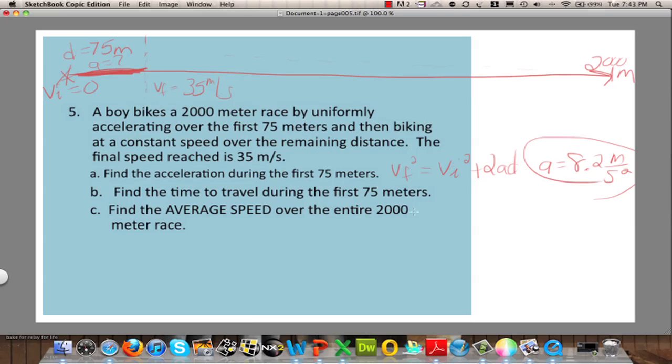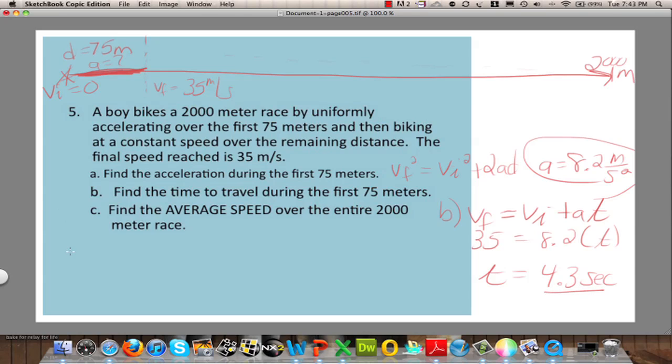For part B, what's the time? The easiest equation when you want the time is VF equals VI plus AT. Final velocity we know is 35. Initial velocity is 0. Acceleration we just learned previously. So the time is 35 divided by 8.2, which gives 4.3 seconds. Okay, now on to C.